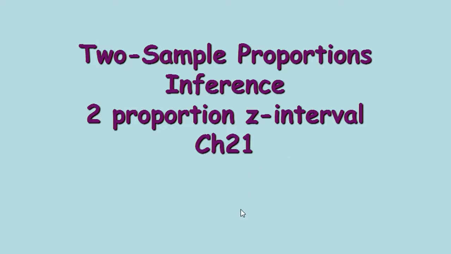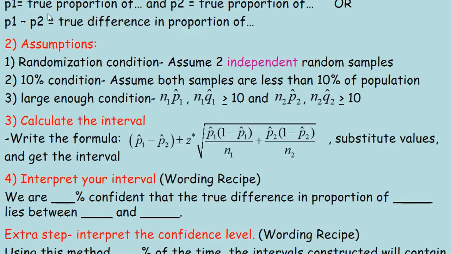Alrighty, so let's go over the steps of making any interval ever. Step 1, you're supposed to always define the parameter. Step 2, make some assumptions. Step 3, calculate the interval. Step 4, interpret your interval with the wording recipe. Step 5, interpret the confidence level, which is another wording recipe. So now let's go over it for this specific interval, which like I told you is called a two proportion interval because you are taking two samples now instead of just one.